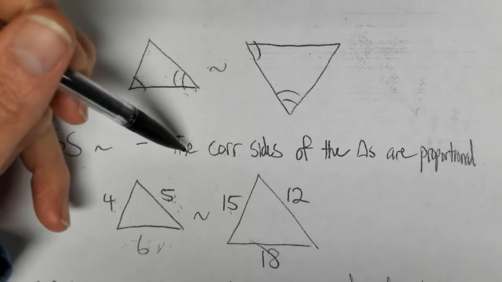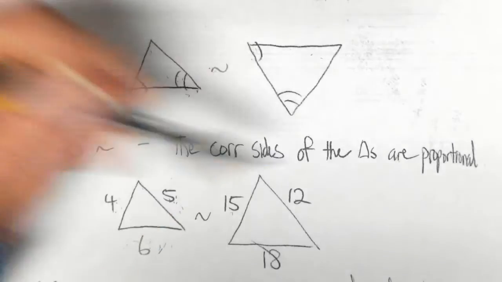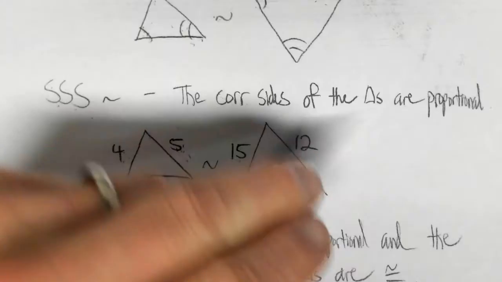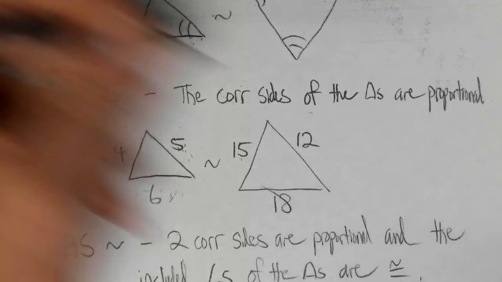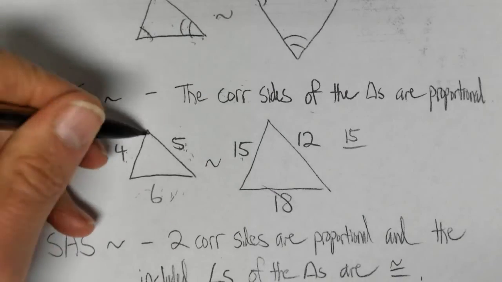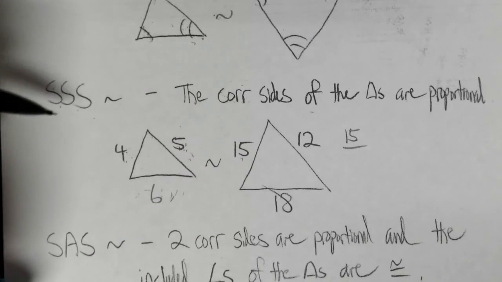All right, so the next one is side-side-side similarity. The triangles are similar if the corresponding sides of the triangles are proportional. Okay, so remember, it's not congruent, it's proportional. So once again, we're checking our sides. So 15 matches with, I don't have any angles marked. How do I know what 15 matches with?